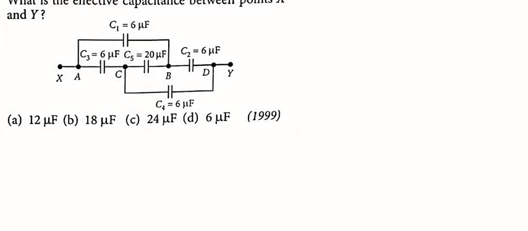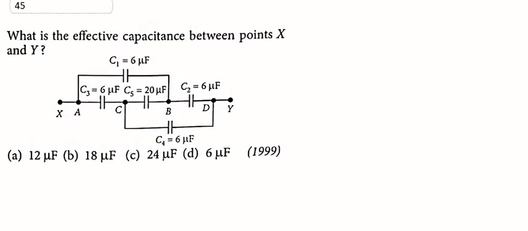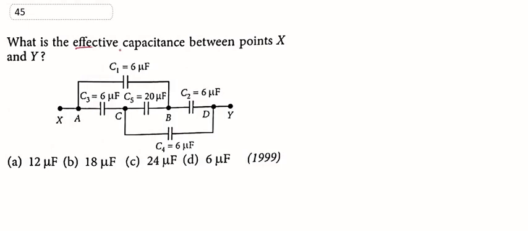Next, let's move to question number 45. The effective capacitance between X and Y is asked. For X and Y, going through 1, 2, 3, you have to come to the point of Wheatstone bridge. So let's come to the Wheatstone bridge. This is called the Wheatstone bridge.